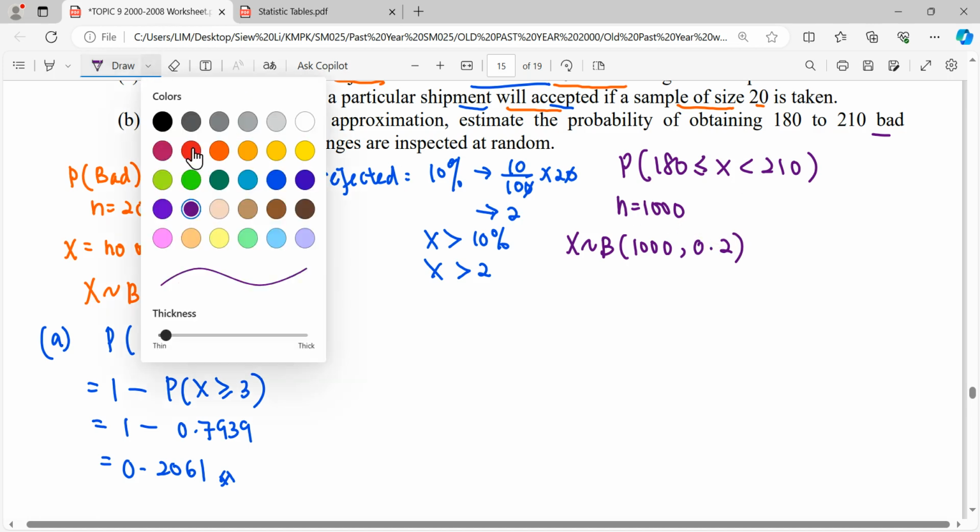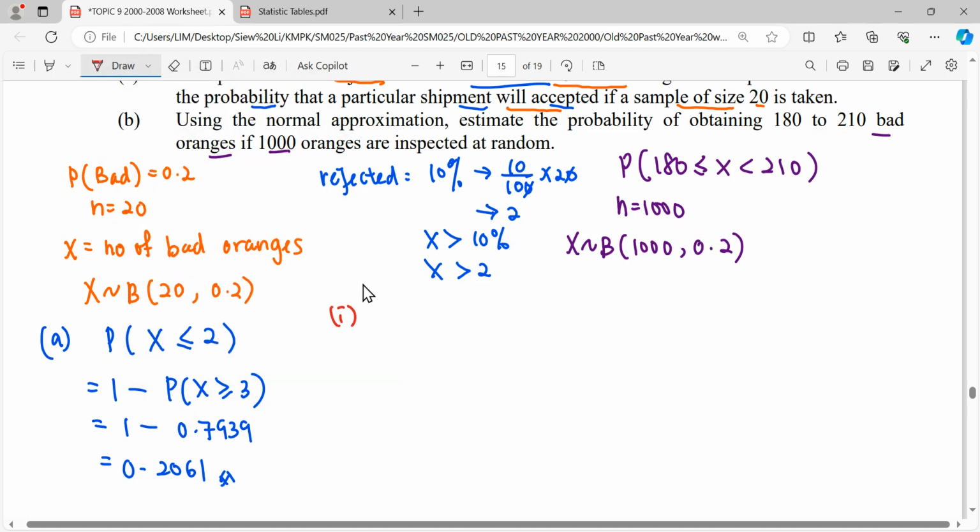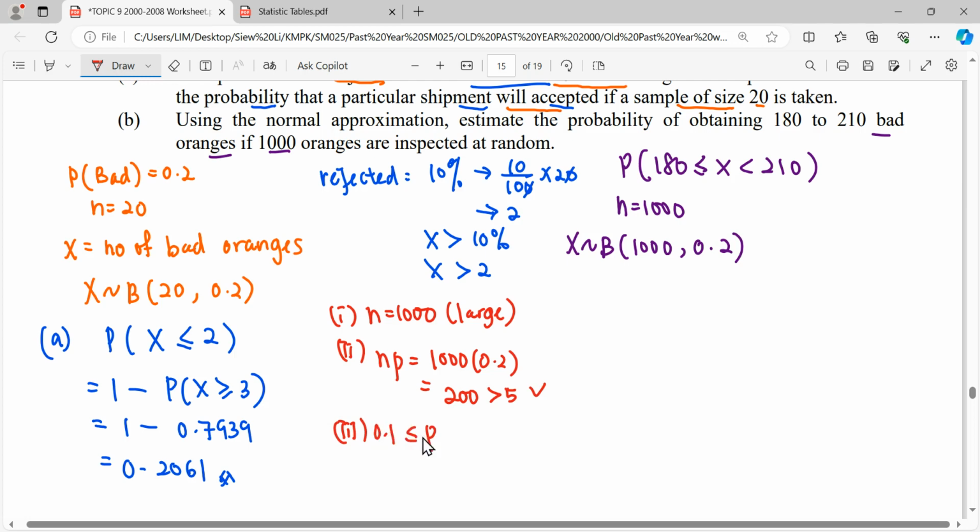So from here we can notice the first condition, where n equals 1000, which is large. Second condition, we calculate np: 1000 times 0.2 gives us 200, which is already more than 5. So it fulfills the condition. Number 3, the probability is between 0.1 and 0.9. Yes, the probability is 0.2, which means this distribution can be changed to normal with mean 200 that we already calculated. Now we want to calculate the variance.